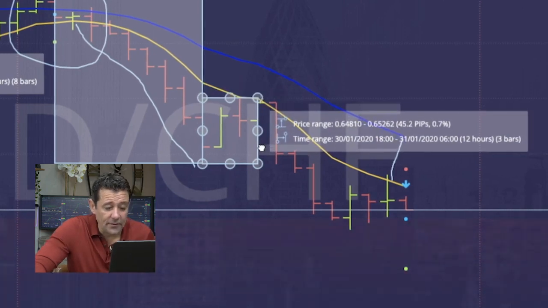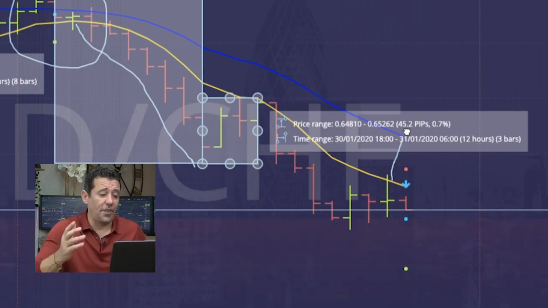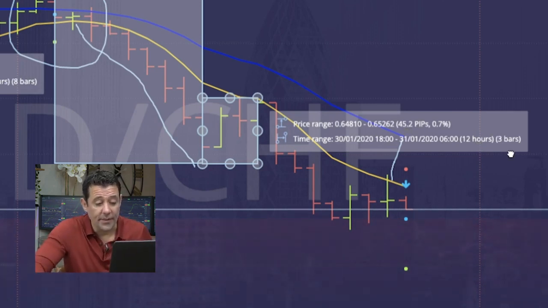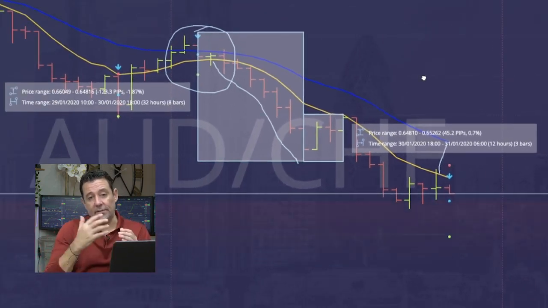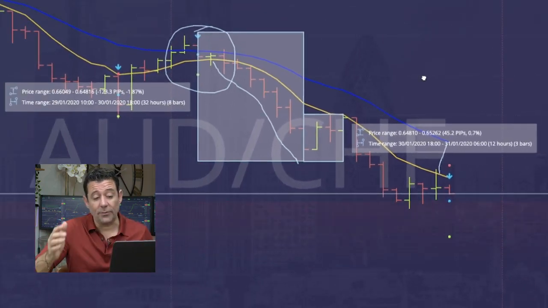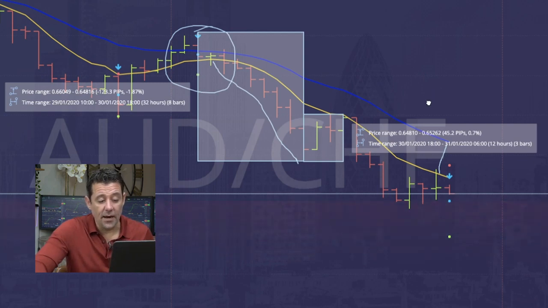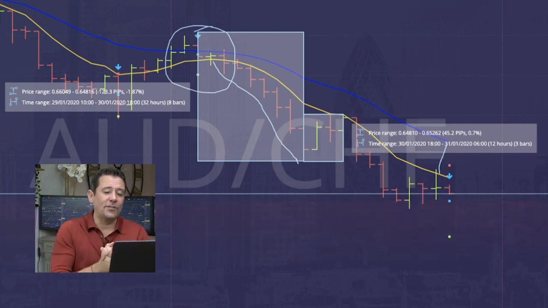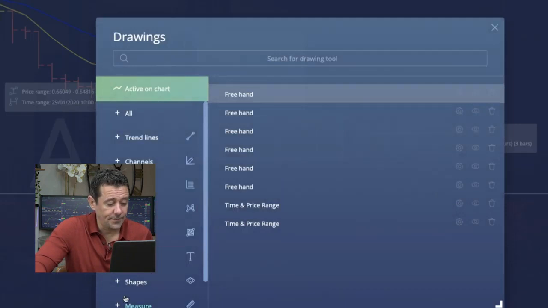So here we've got 12 hours, this is 45 pips, it's nearly a third of the movement. It's 3 bars, it's only 12 hours. So we know that our phase 2, which is counter trend, moving back up towards the moving average, is only 12 hours in length as opposed to 32 hours. So a much shorter phase 2. And then let's have a look at what the next phase 1 movement is.